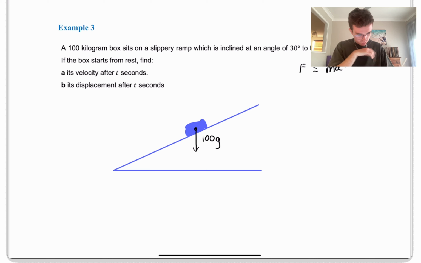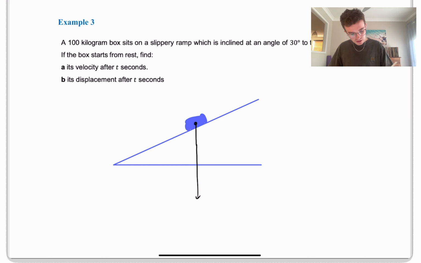Okay, and we want to know the velocity of it going down the ramp. I'm going to just extend these lines because we're going to have to do a bit of manipulation. Now, if you've done physics, you're going to know that sine is involved in this question, but let me prove to you why. So that's going to be our force going down.